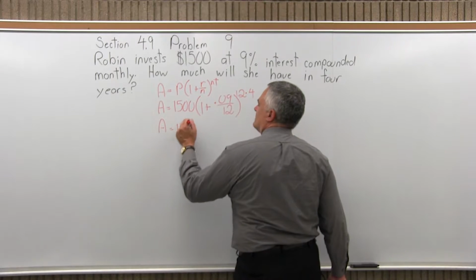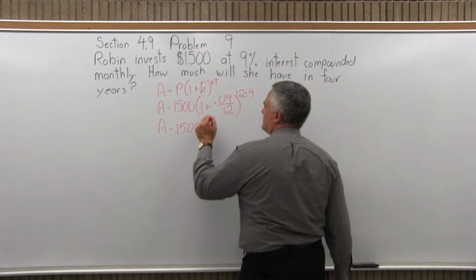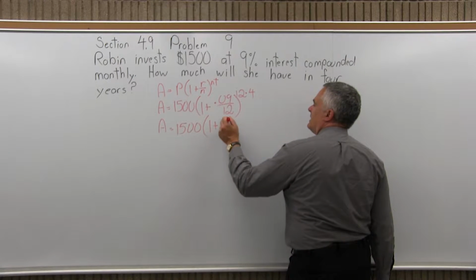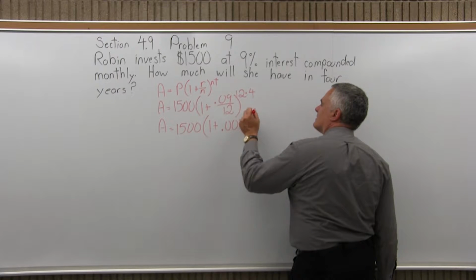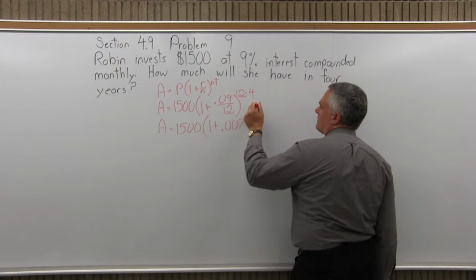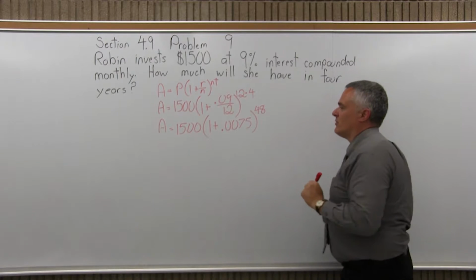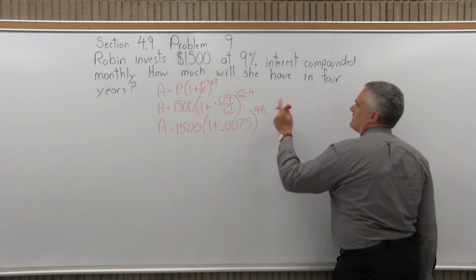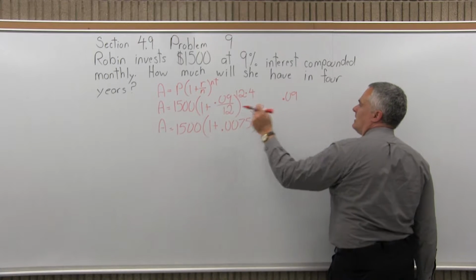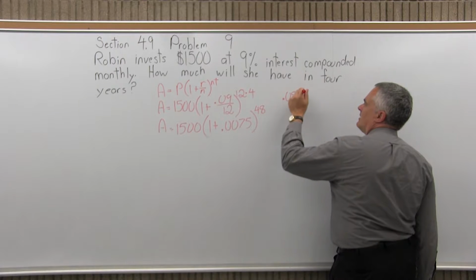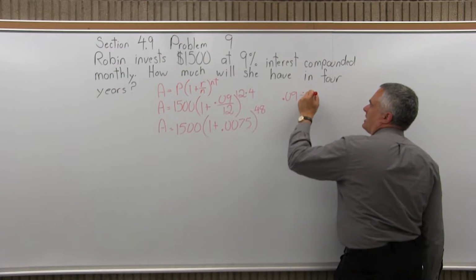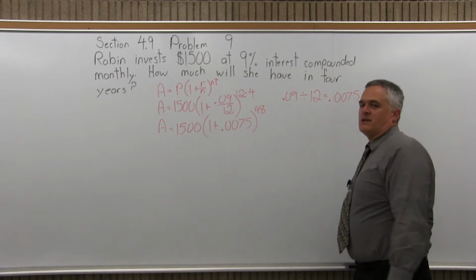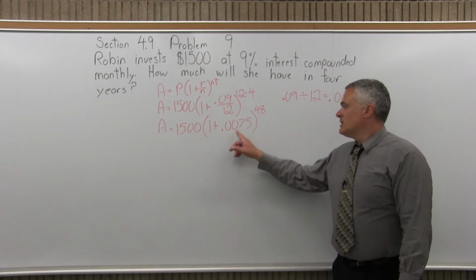A equals 1,500. That'll stay for now. Parentheses, 1 plus, that'll stay for now. 0.09 over 12 is 0.0075. Close the parentheses, and I can actually multiply the exponent. Technically I can wait until the work in parentheses is done, but I'll do it now. How did I get this number, 0.0075? What you want to do is this fraction here, 0.09, the numerator, divide by the denominator with your calculator, and it'll tell you that it is 0.0075. So that's where that number came from.